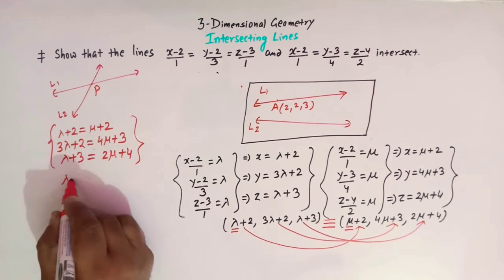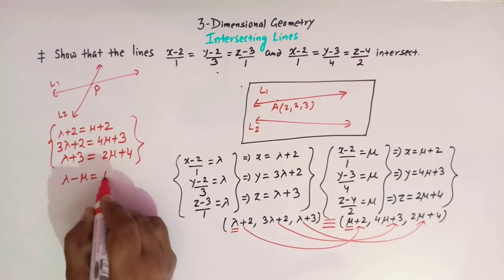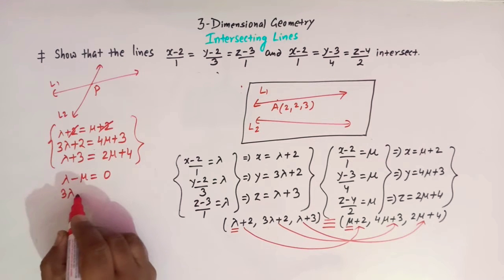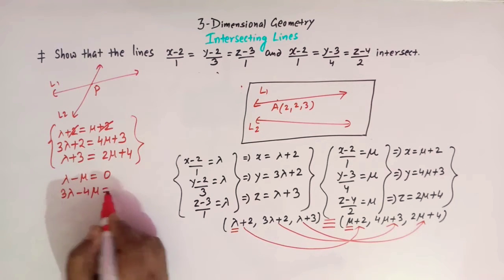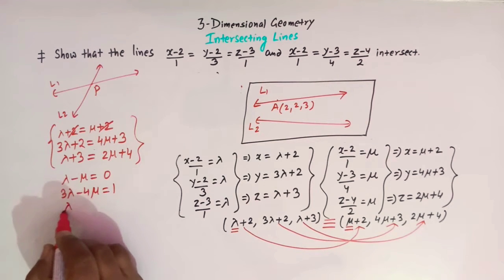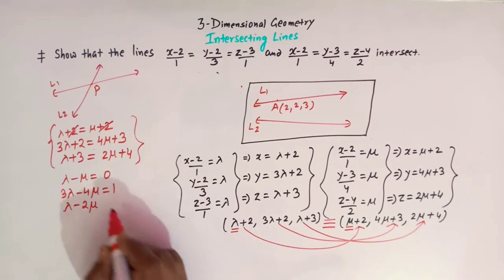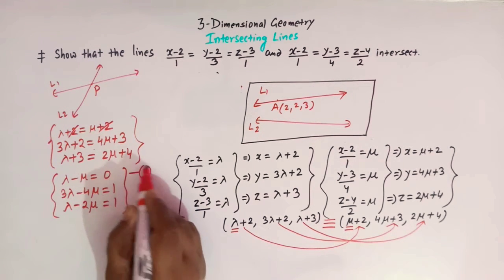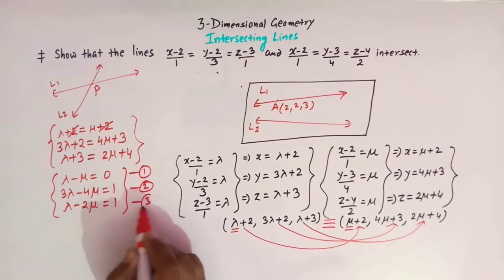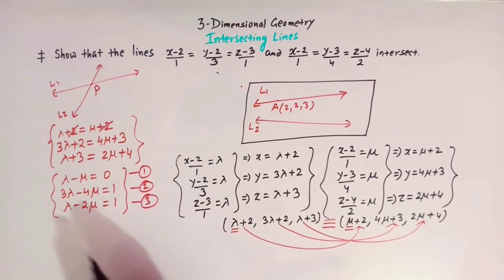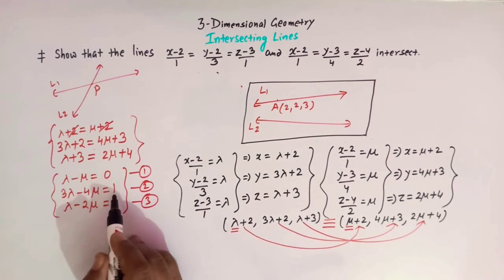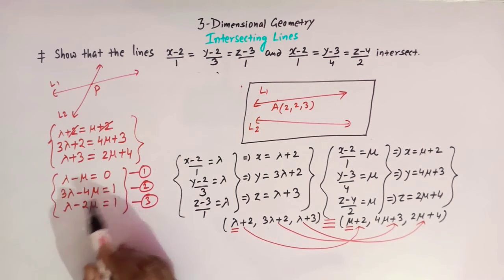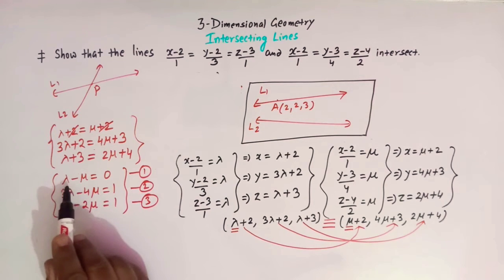So we have lambda minus mu is equal to 0. Here 2 and 2 get cancelled, and here we have 3 lambda minus 4 mu is equal to 1, and here we have lambda minus 2 mu is equal to 1, right? So now we have equations 1, 2 and 3, right? So now viewers, what we will do, we'll take any two equations out of these three equations. We'll take any two equations and we'll find out the value of lambda and mu.